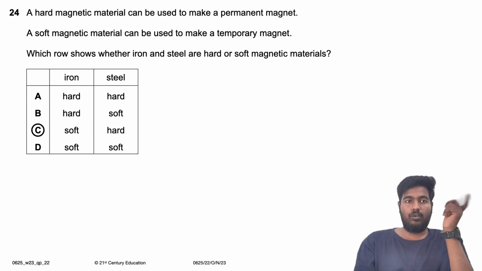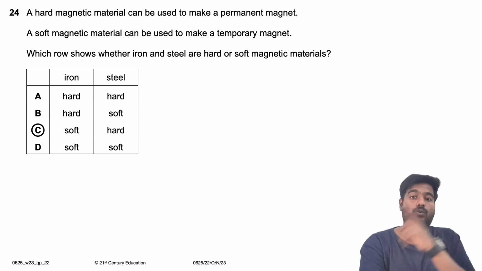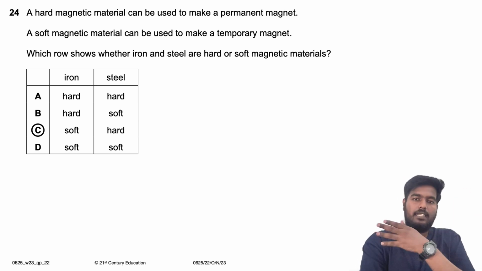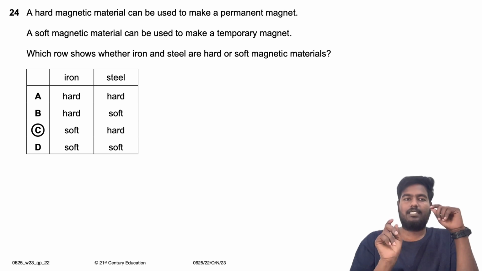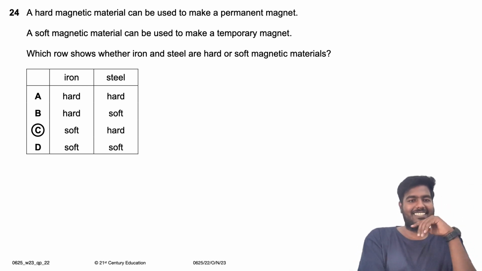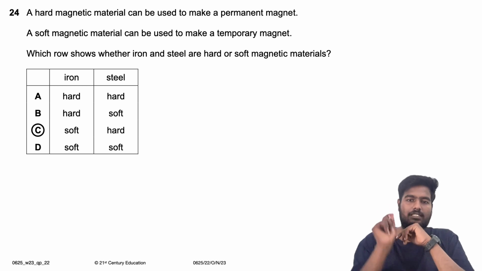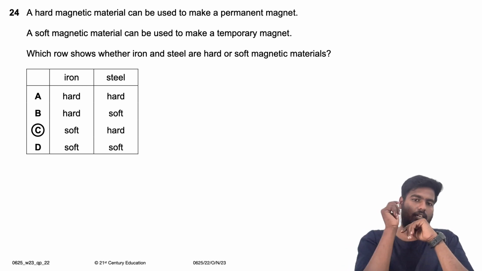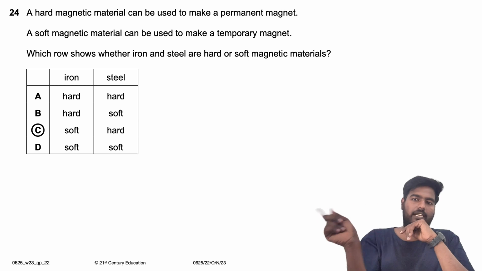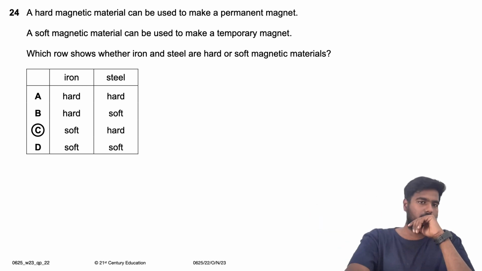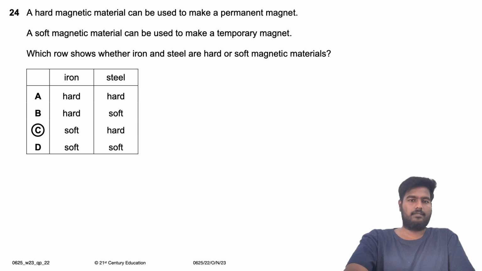And if you do not know this question, there is question 31 later. There they have mentioned soft iron is used to make an electromagnet. From there you can answer this question. Yes, so sometimes one or two questions are linked, so you can get the answer from another question. Okay, C is the right answer.